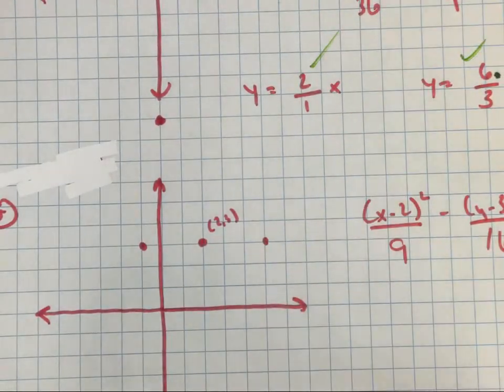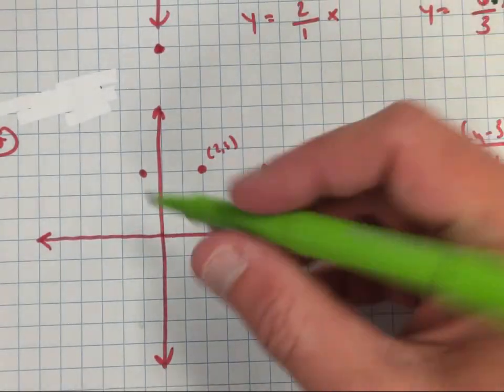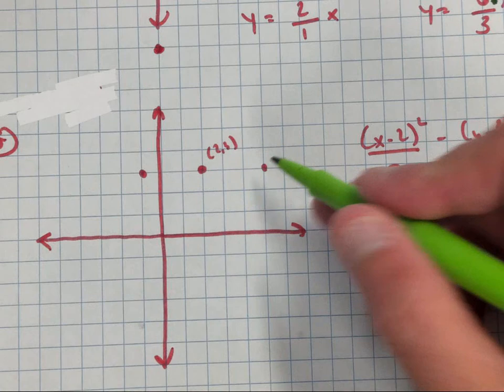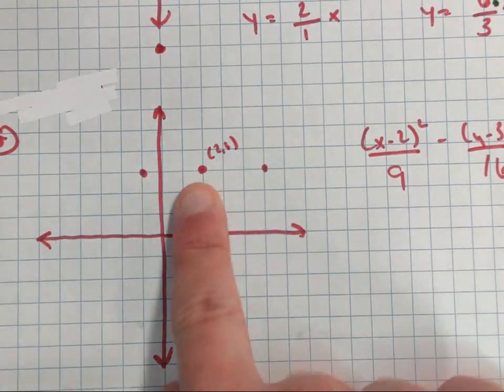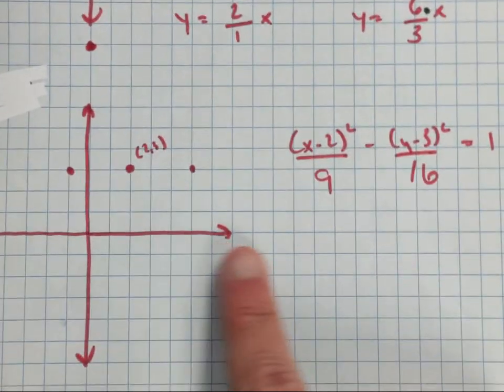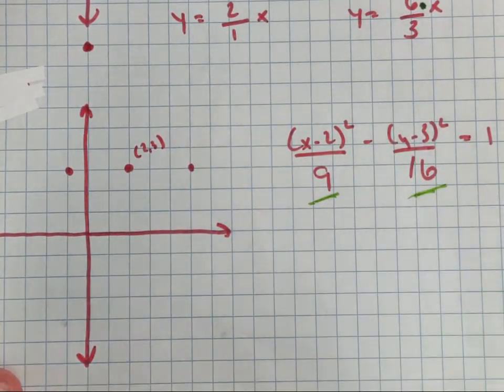Number 38. It says the vertices are at -1, 3, right here, and 5, 3. So I found my center to be 2, 3. It is on a horizontal line, so I put my x first. So that part. Now let's talk about how we got these two things.